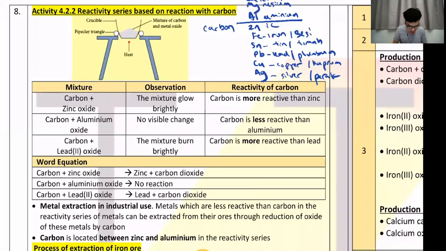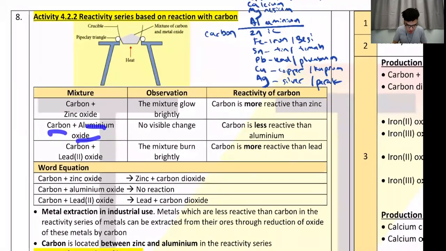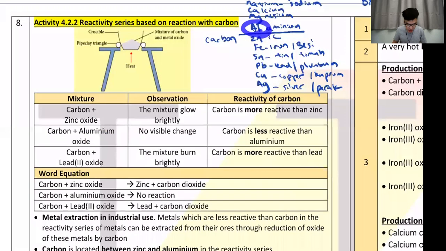All right, so next, carbon and aluminum oxide. Now aluminum has a wife. Okay, aluminum is married to oxygen. And now carbon is here. Okay, so who is better looking? Aluminum is better looking. So can aluminum take the carbon away?